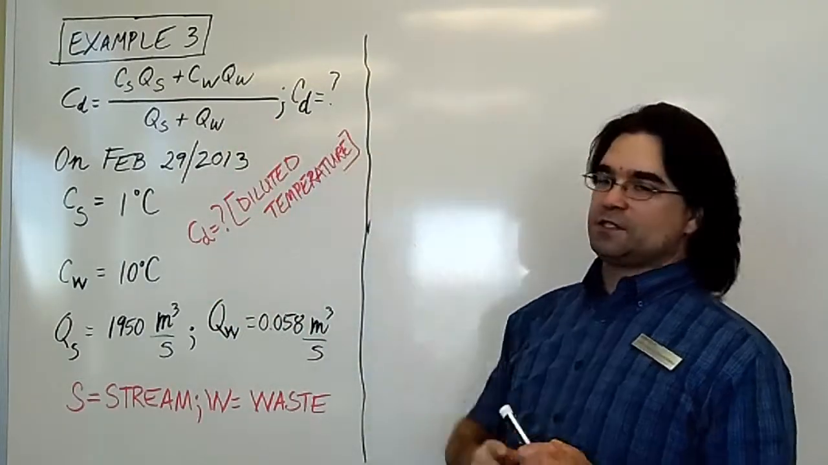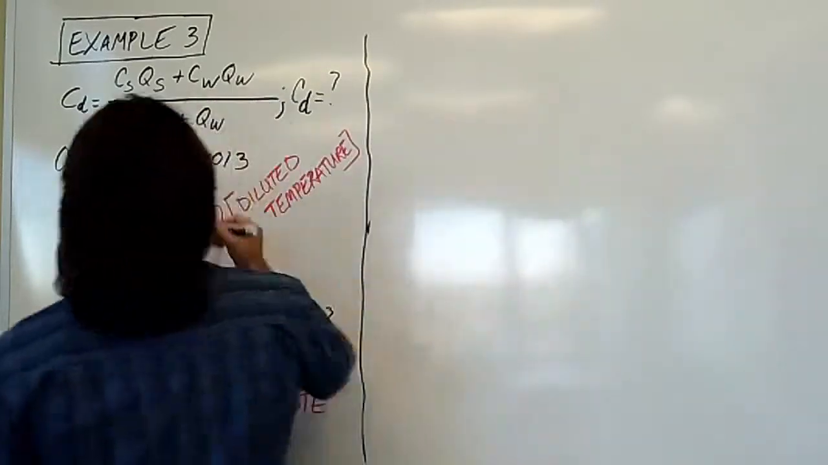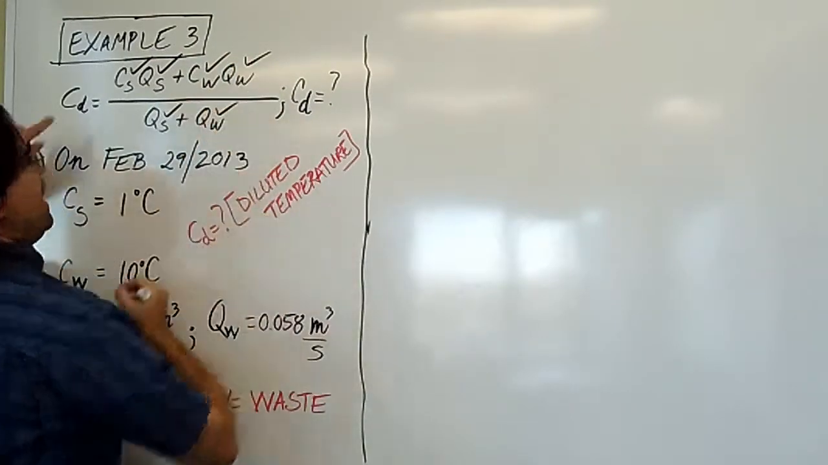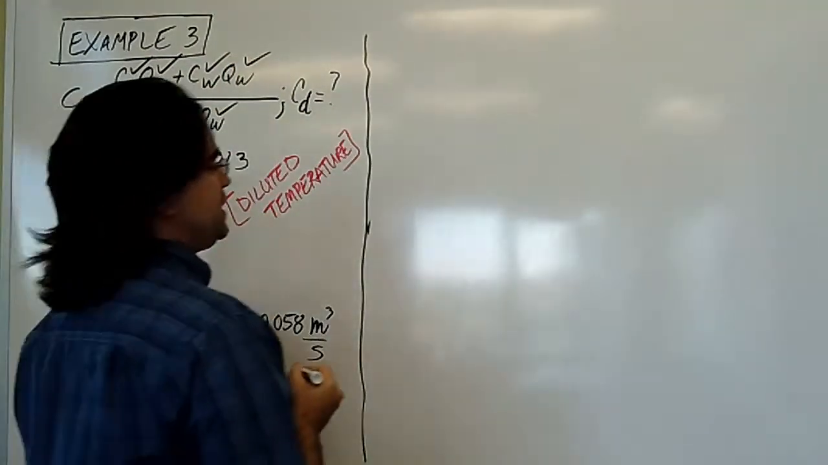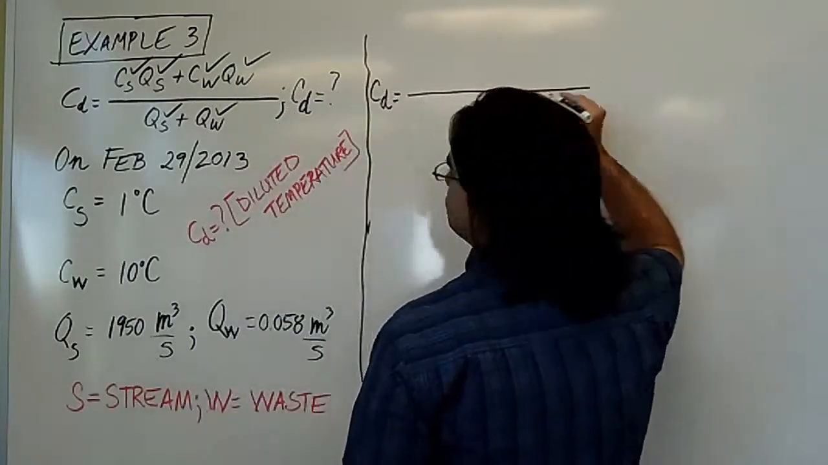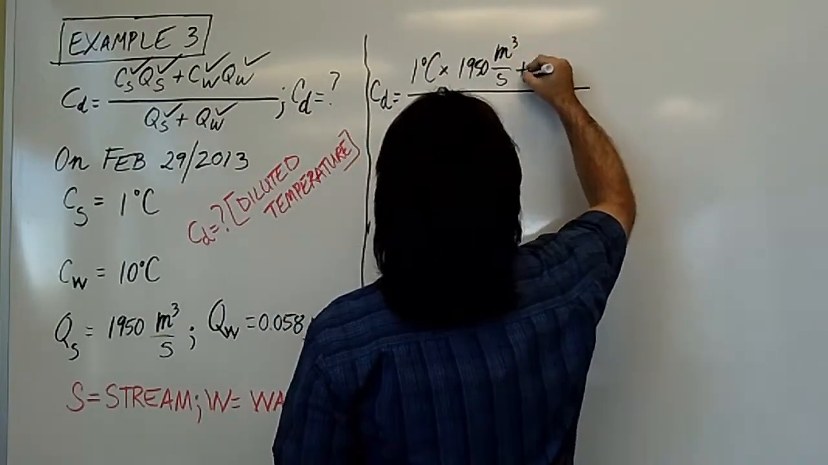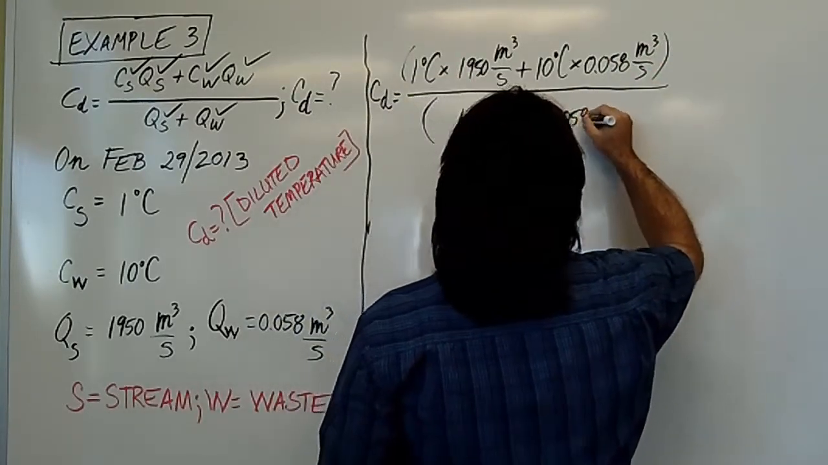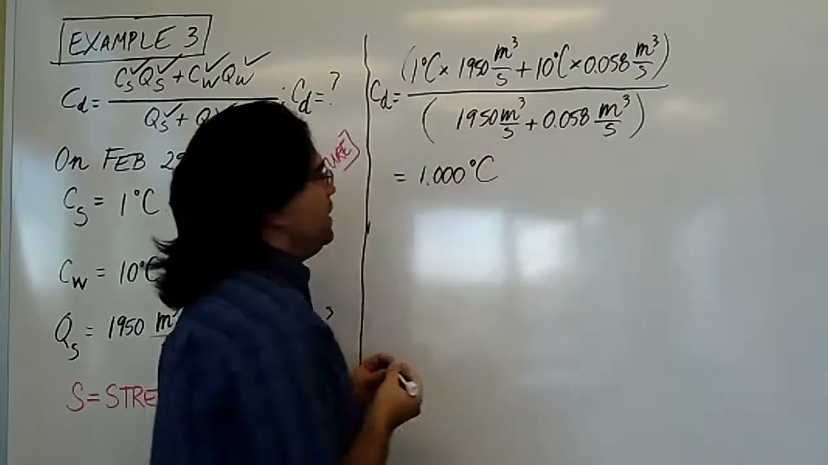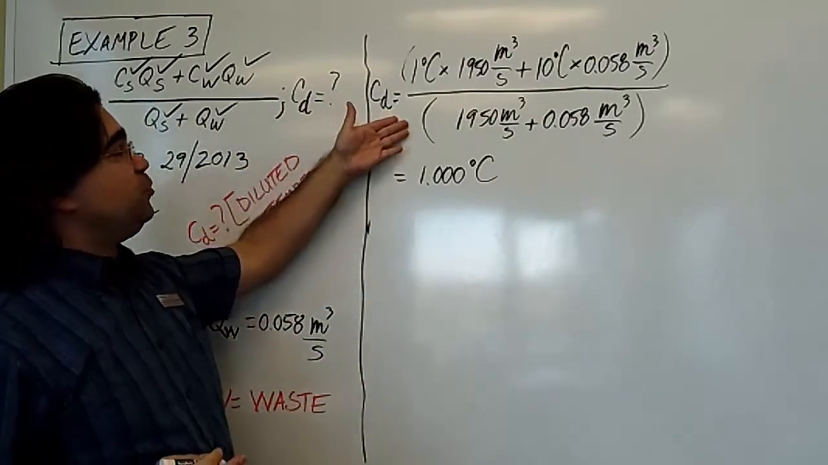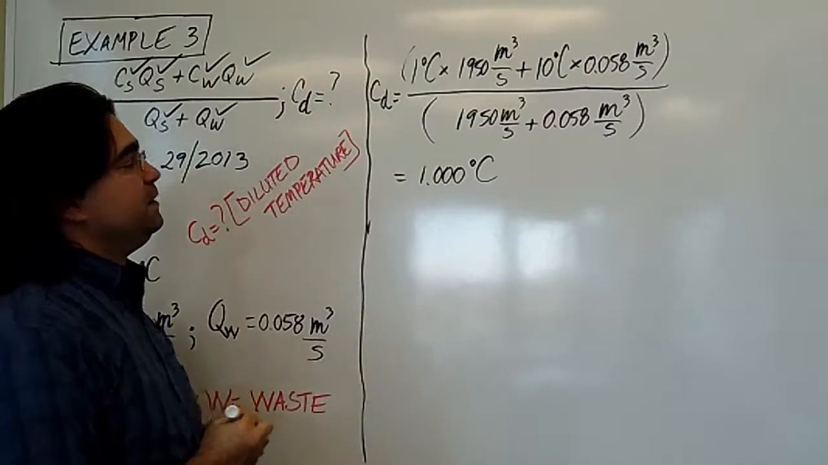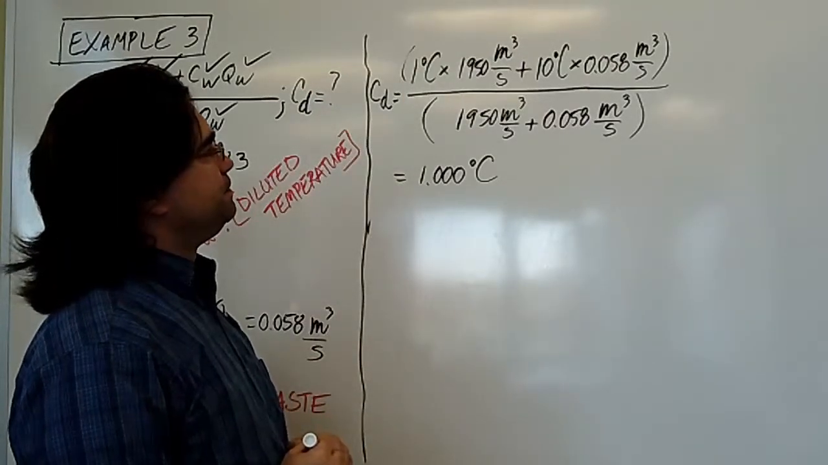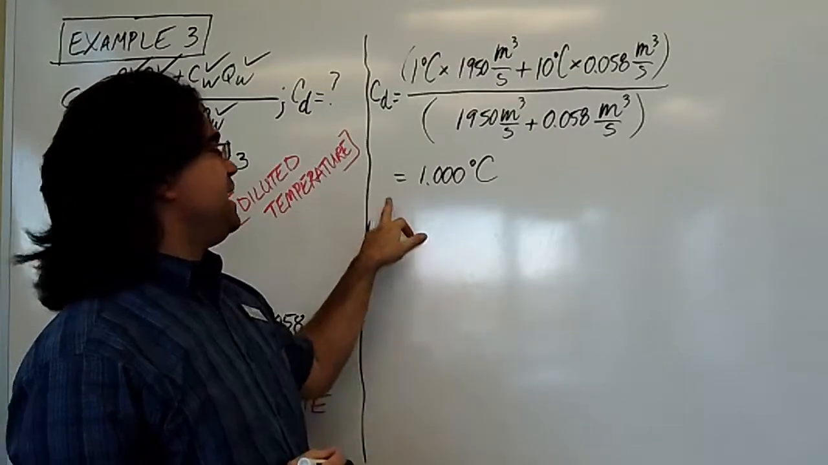If I'm looking for diluted concentration, yes, I have each one of these quantities. I can proceed with calculating the answer. Voila. So I plugged everything into my formula. The units all work out. And this is the answer I get.